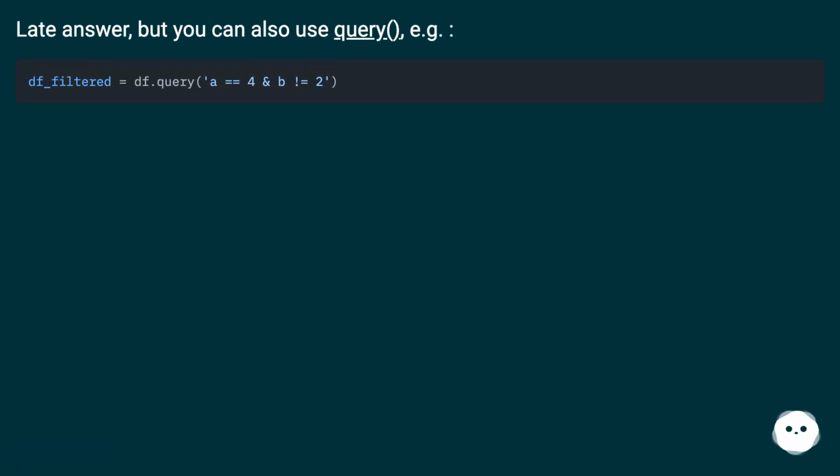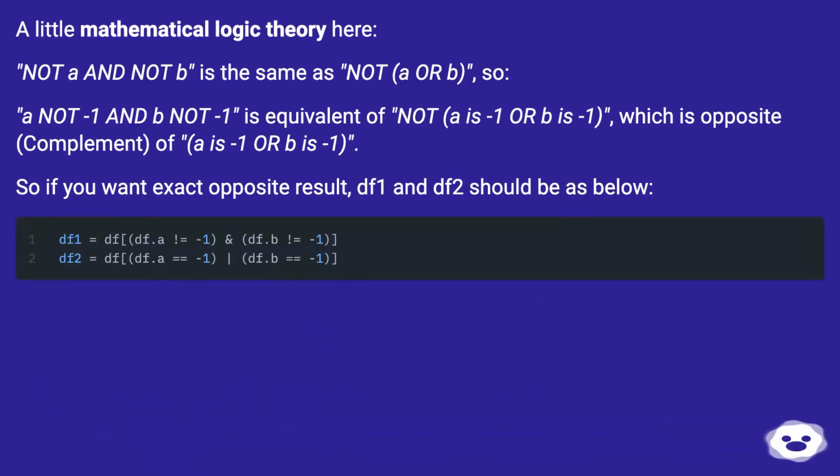Late answer, but you can also use query, for example. A little mathematical logic theory here. Not A and not B is the same as not (A or B), so A not -1 and B not -1 is the equivalent of not (A is -1 or B is -1), which is the opposite, the complement, of A is -1 or B is -1. So if you want the exact opposite result, df1 and df2 should be as below.